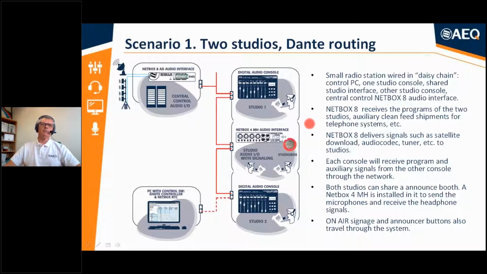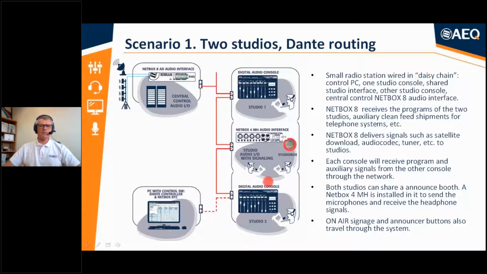In scenario number 1, basically we have a couple of studios that are only using Dante routing. So it's a small station, and in this case, it's actually daisy chained. Daisy chaining you can do. Obviously, in Dante, there's a recommendation of not doing this in more than 10 hops anyway. Daisy chaining is taking advantage of the inherent switching capability of the Dante devices, where we have 2 ports available on all the Dante devices. So we can do the daisy chaining, but in this case, we won't have a backup network.